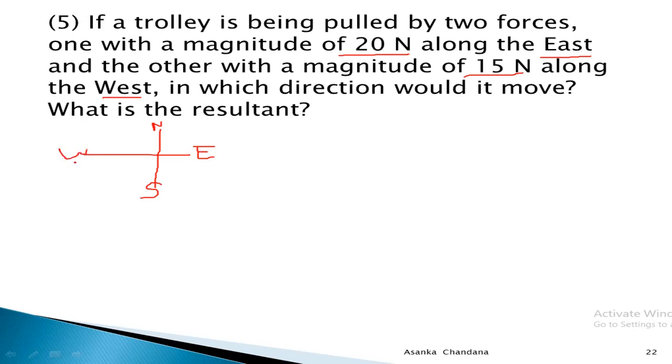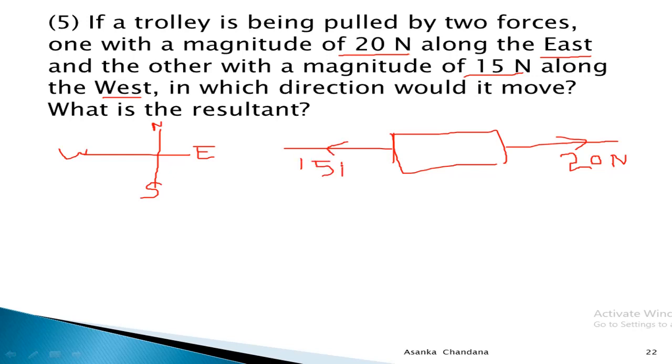east, west. Now there is an object like that. Firstly 20 Newton force acts along the east direction, and also 15 Newton acts along the west. This is the west, this is the east. In this question, firstly it asks which direction it would move. We know the larger force is exerted in the east direction. Therefore the resultant acts along the east direction, so this object moves along the east direction.